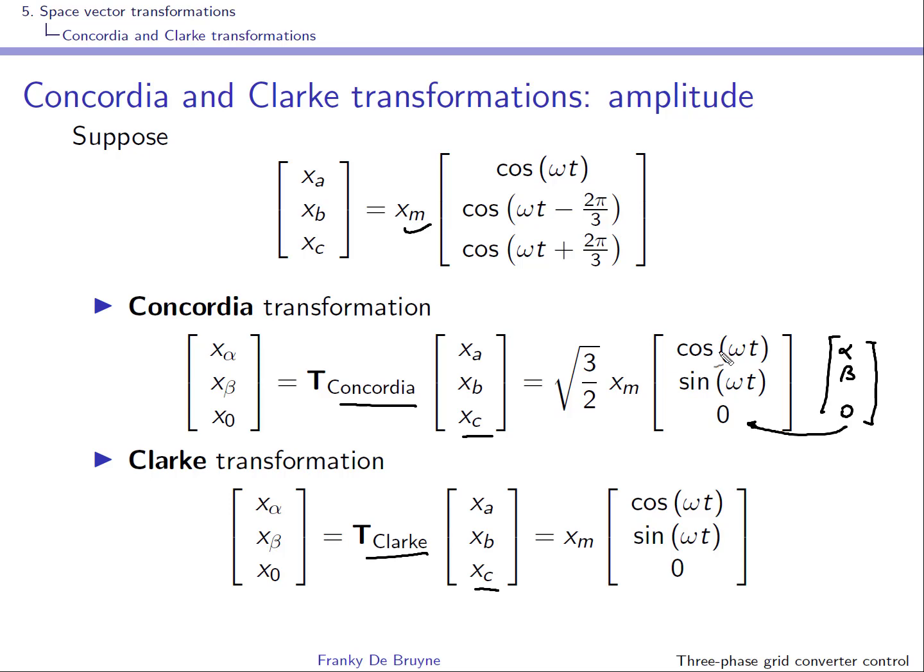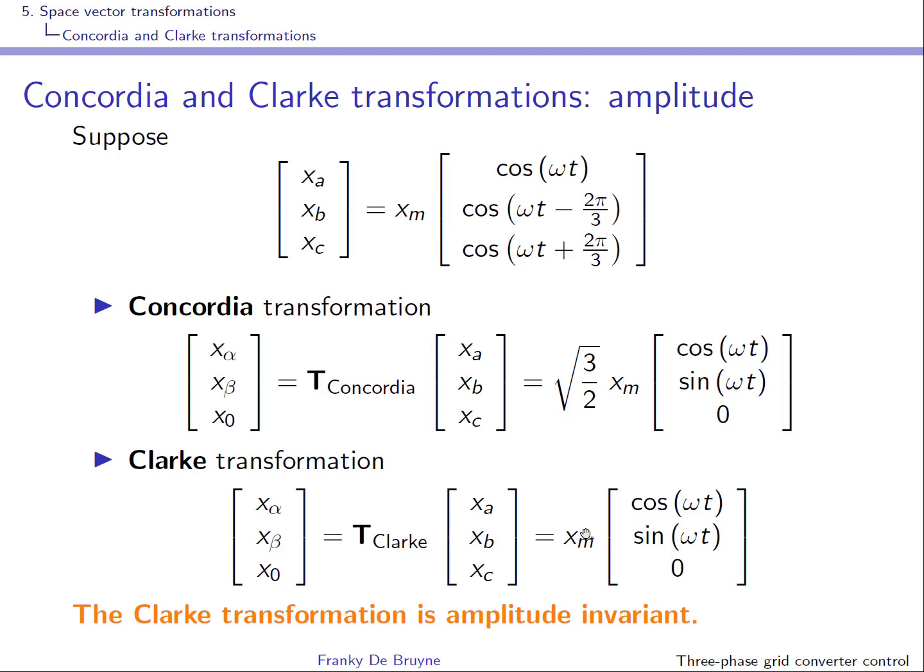This homopolar component is 0 because we have a balanced signal, and we have two signals that are 90 degrees apart from one another, a cosine and a sine. The difference between the Concordia transformation and the Clarke transformation is in the amplitude. With the Concordia transformation, the amplitude of the original signal is not preserved, whereas with the Clarke transformation it is preserved. So you can say that the Clarke transformation is amplitude invariant.